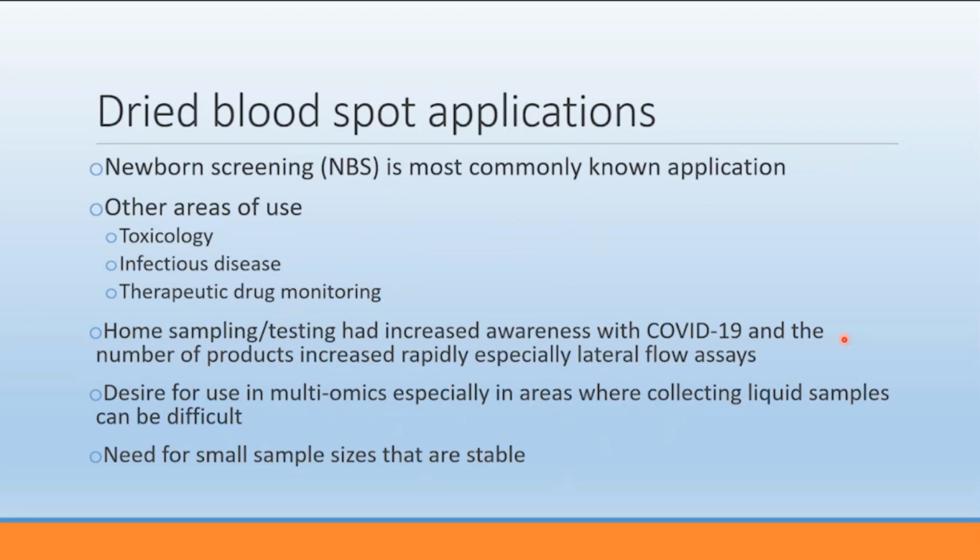There's also a need and desire to use multiomics of dried samples because liquid samples can be difficult to transport. It costs a lot to transport samples across the United States, or of course internationally, which is very expensive. And so you can collect dried blood spots in remote locations and ship via an easier mail approach, versus having to ship on dry ice for liquids, and then also using a -80 freezer for liquid storage. And so the need for small sample sizes that are stable and reliable is important.